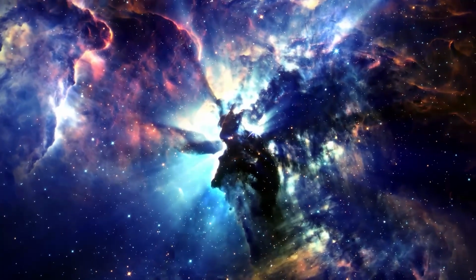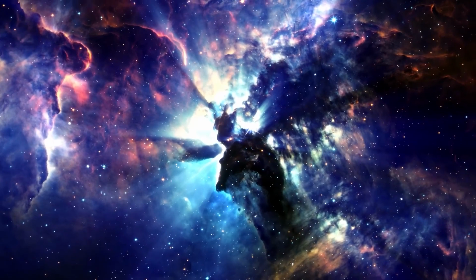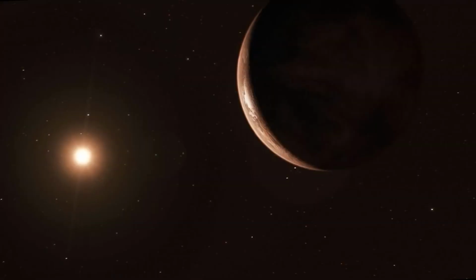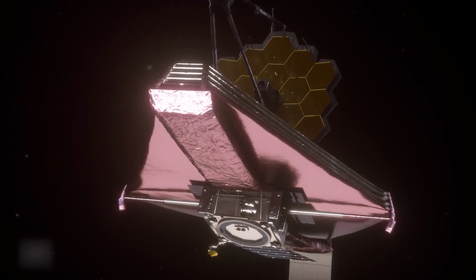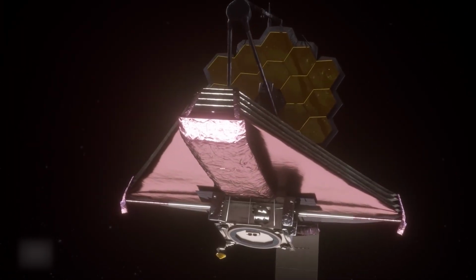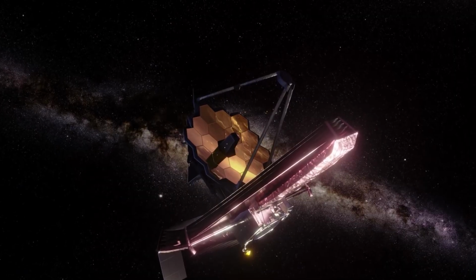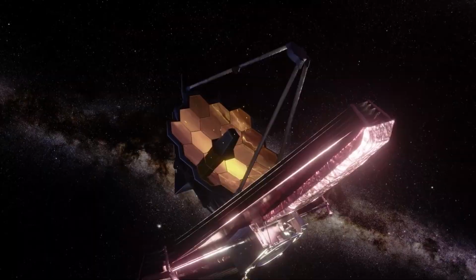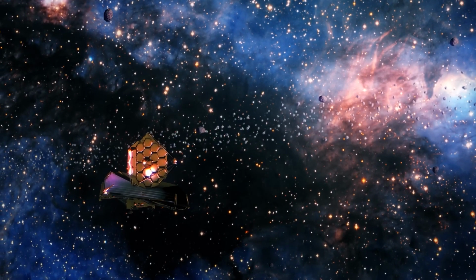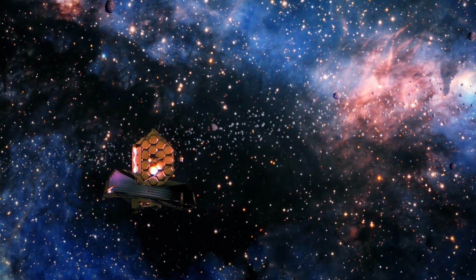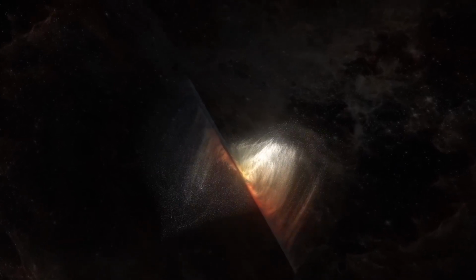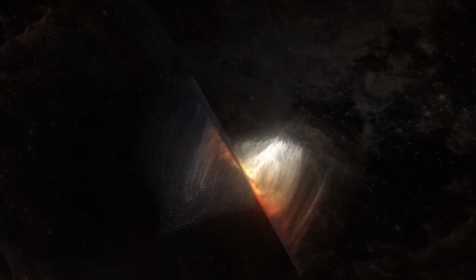How did life originate in the universe? How common are the conditions necessary for life to arise? And most importantly, are we alone? These are the questions that the James Webb Space Telescope will help answer. As we witness its journey, we can't help but wonder, what will it reveal next? Will it uncover more celestial bodies with the potential to harbor life? Will it redefine our understanding of the cosmos? Or will it bring us face to face with realities we had not yet imagined?